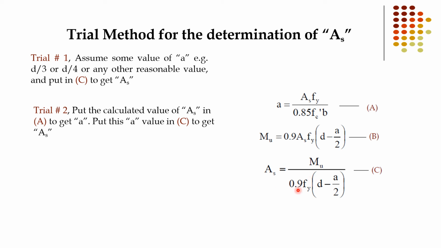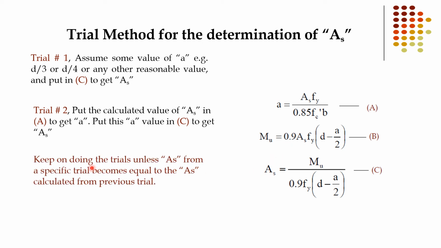After getting the value of a, put this a value into equation C. Then you will get again the value of area of steel. You will do this process until the area of steel starts converging to one point. Keep on doing the trials until As from a specific trial becomes equal to the As calculated from the previous trial. This value of As will be the final answer for the area of steel for this section.